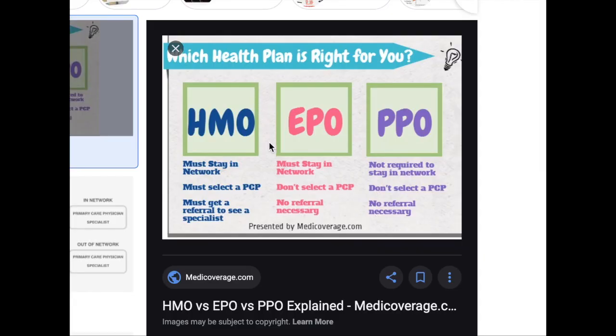Here we have a side-by-side comparison of HMO, EPO, and PPO, and we're looking for the one that requires a referral to see a specialist, such as a dermatologist. Right off the bat, you can see for HMO, you must get a referral to see a specialist. EPO, no referral necessary. PPO, no referral necessary. So we know our answer is HMO.